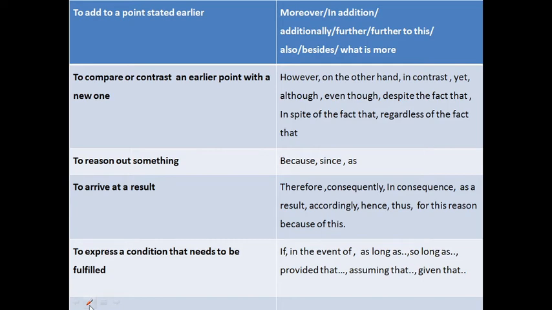In this slide I have given discourse markers on the left side, and the explanation of when we use them is given on the right side. To add to a point stated earlier, we use discourse markers like moreover, in addition, additionally, further, further to this, also, besides, what's more. We use these discourse markers in our speech.